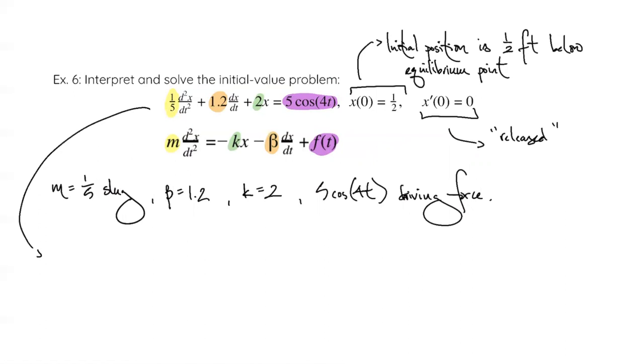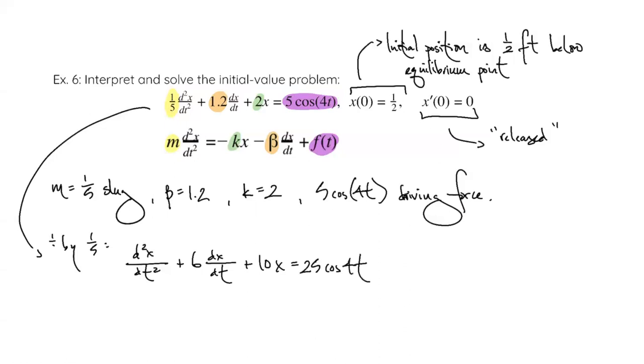And so by dividing by 1/5, we get d squared x dt squared plus, let's see, 1.2 divided by 0.2 gives us 6, plus 2 divided by 1/5 gives me 10, and 5 divided by 1/5 gives me 25 cosine of 4t.